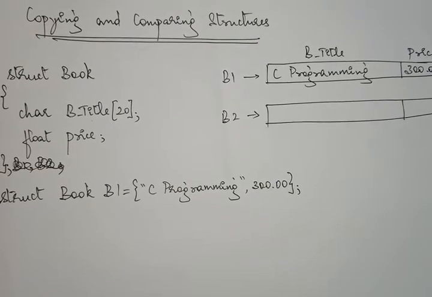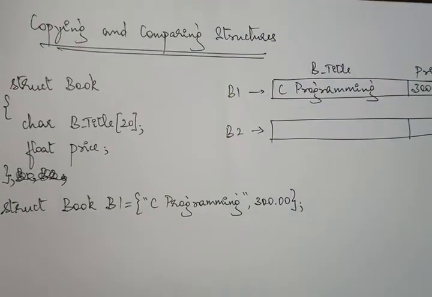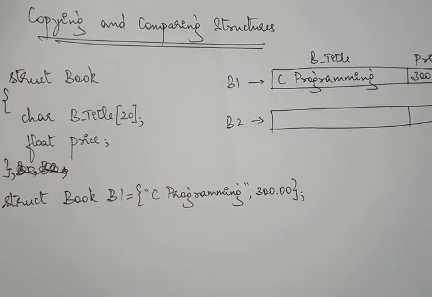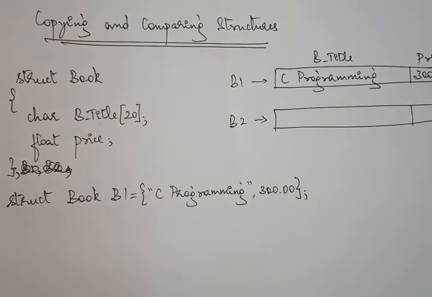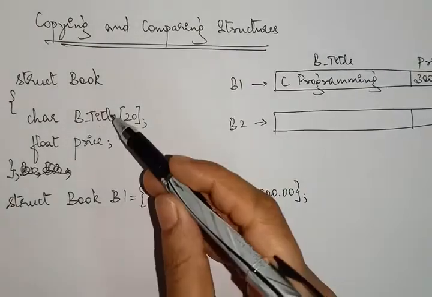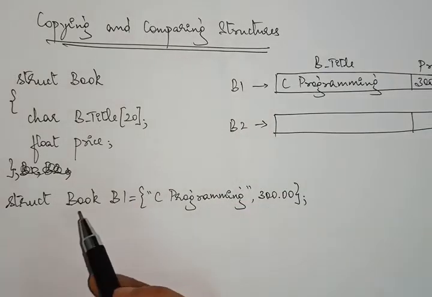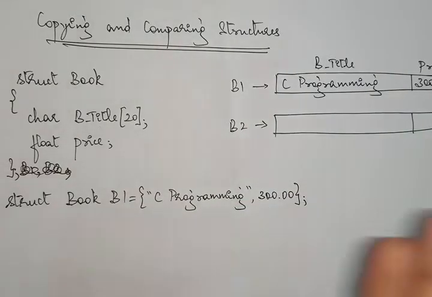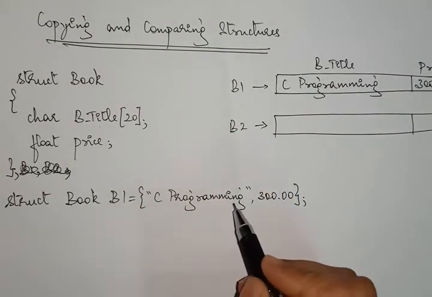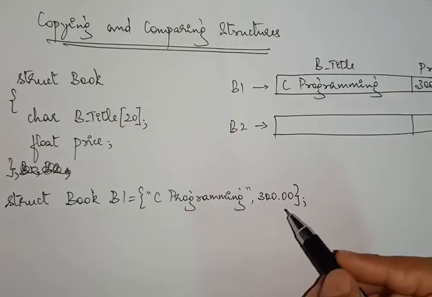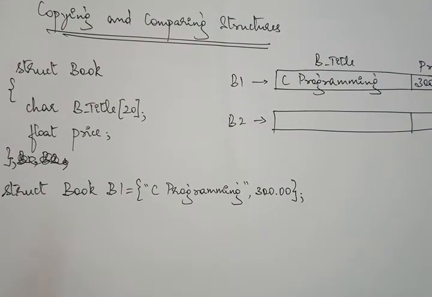Let's see how to copy and compare structures. Say I have created a structure called book, and it has two member variables, the book title and the price. Say I have initialized B1, meaning I have created one variable of type book, B1, and I have initialized it to C programming and $300 for the price. So in the location it would look something like this.